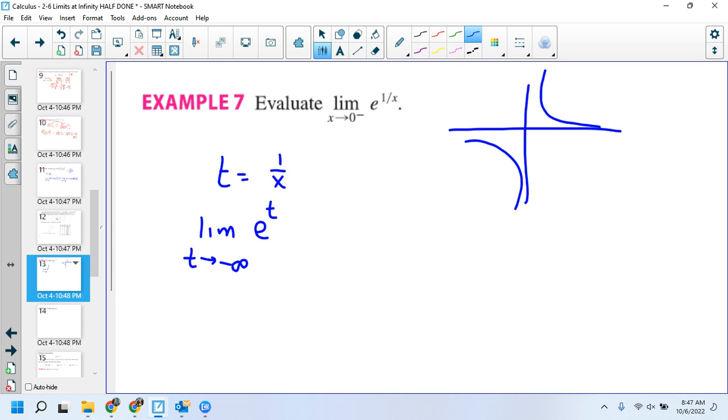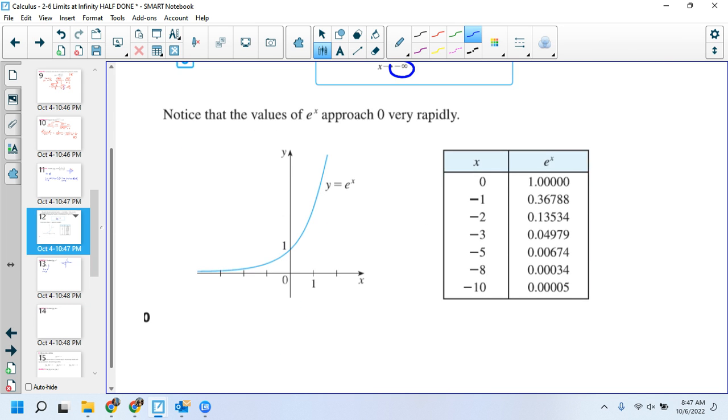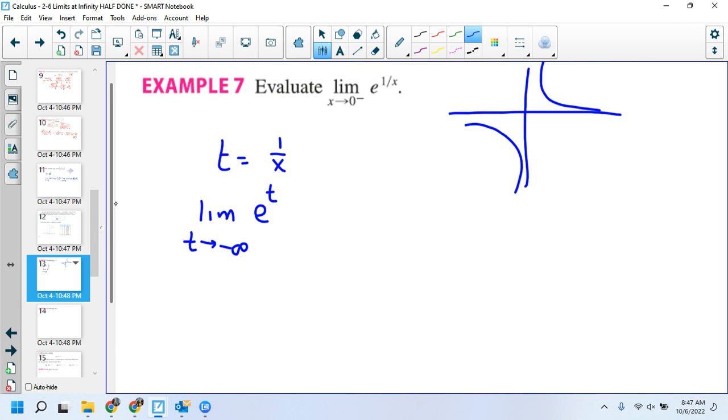Now, think about what that means. If I'm looking at e to the x, or e to the t in this case, that brings me right back to this. What is the limit as I take e in the negative direction? 0. So that means this limit as e to the t goes to 0.